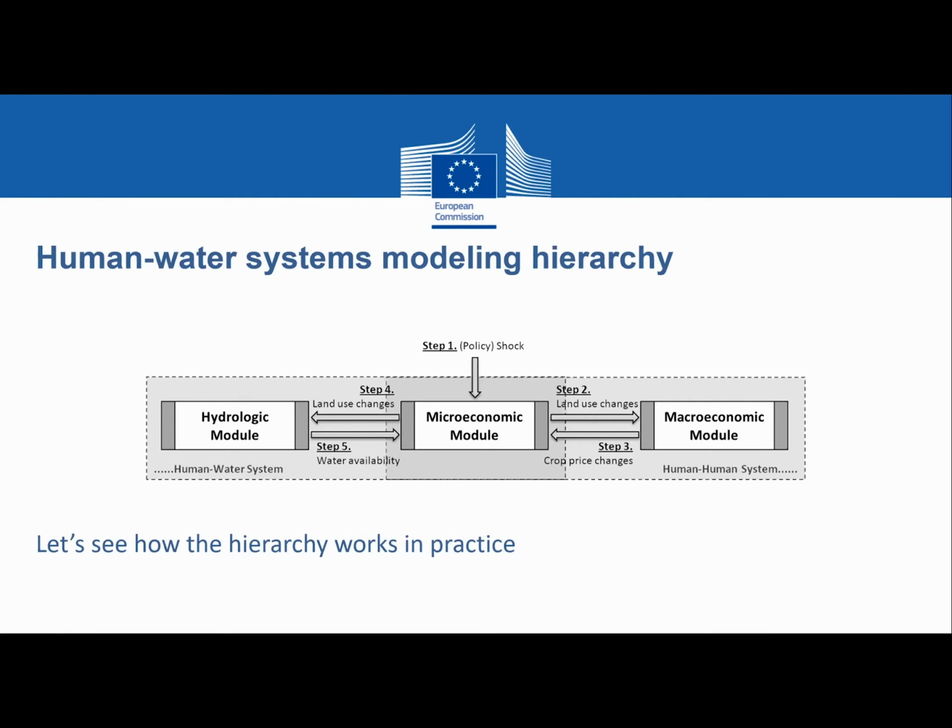This is the modeling hierarchy and how it works. As I said, we're going to have three modules: the microeconomic module, the macroeconomic module, and the hydrologic module. The macroeconomic module works as the hinge between the human and water systems in the application that we have developed, because we are trying to assess the impact of economic instruments.